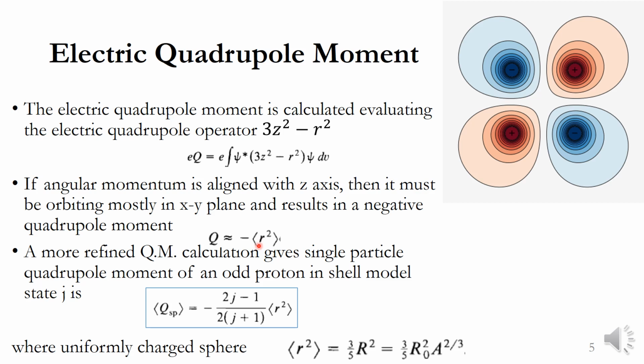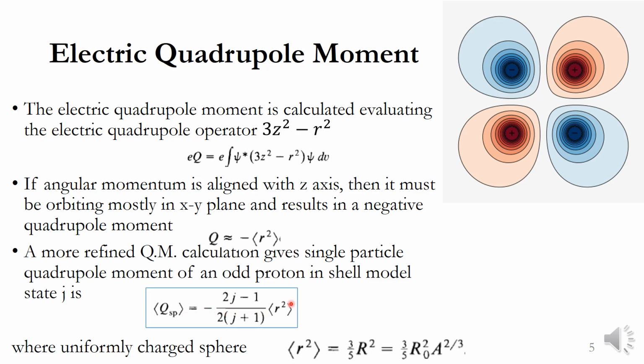A more refined quantum mechanical calculation gives the single particle quadrupole moment of an odd proton in shell model state j. Okay, means if the last filled proton has angular momentum or spin j, then the single particle electric quadrupole moment equation is this one.